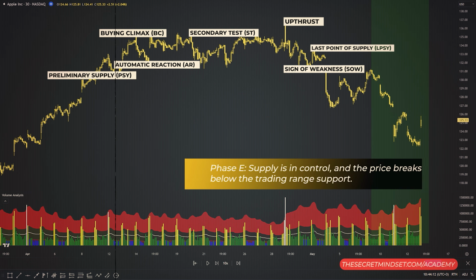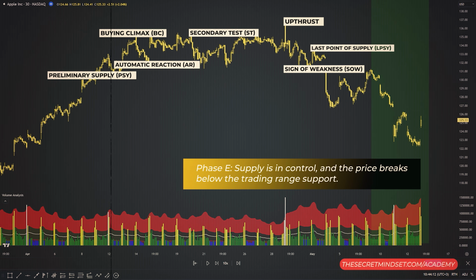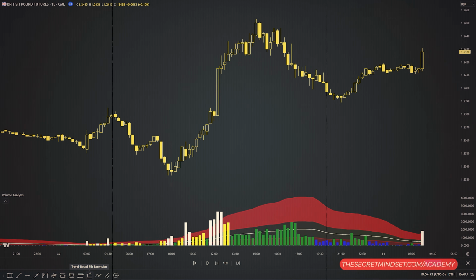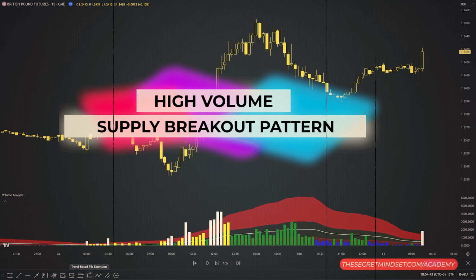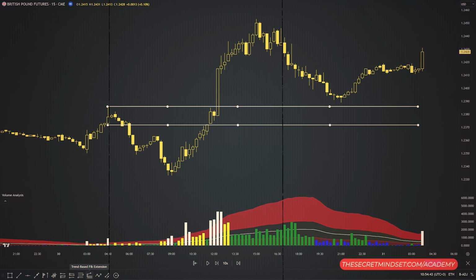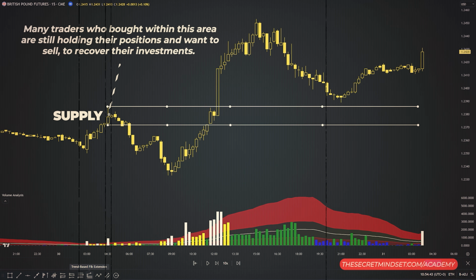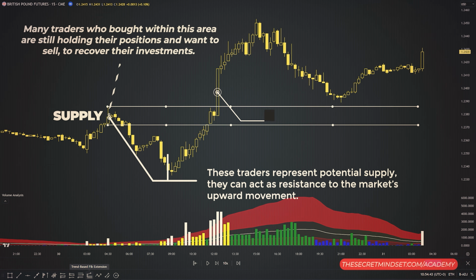In phase E, which is the final phase of distribution, supply is in control and price breaks below the trading range support. The high volume supply breakout pattern is one of my personal edges. When smart money push up through a potential area of supply, which is known as a resistance level, they face a challenge. Many traders who bought within that area are still holding their positions and want to sell to recover their investments. These traders represent potential supply, meaning they can act as a resistance to the market's upward movement.